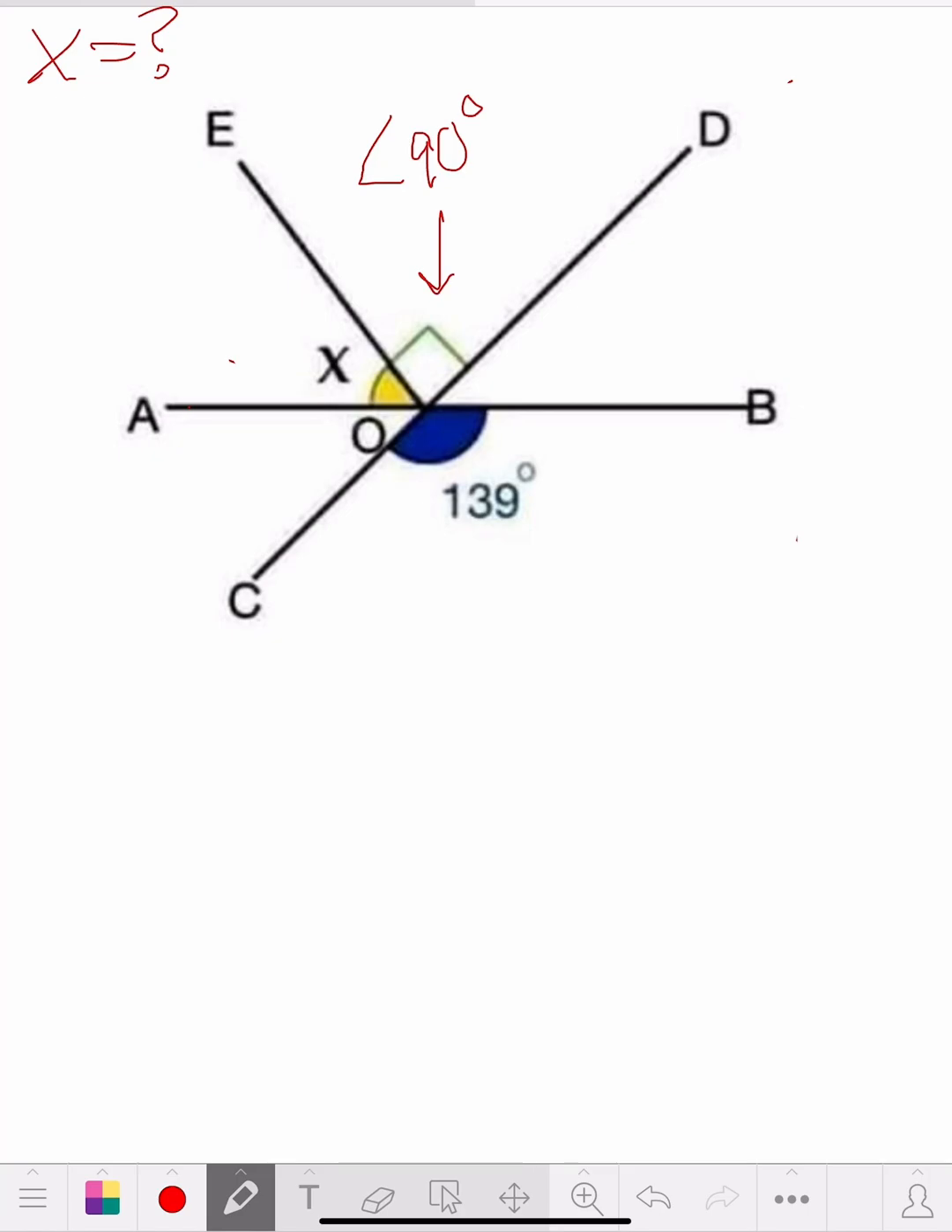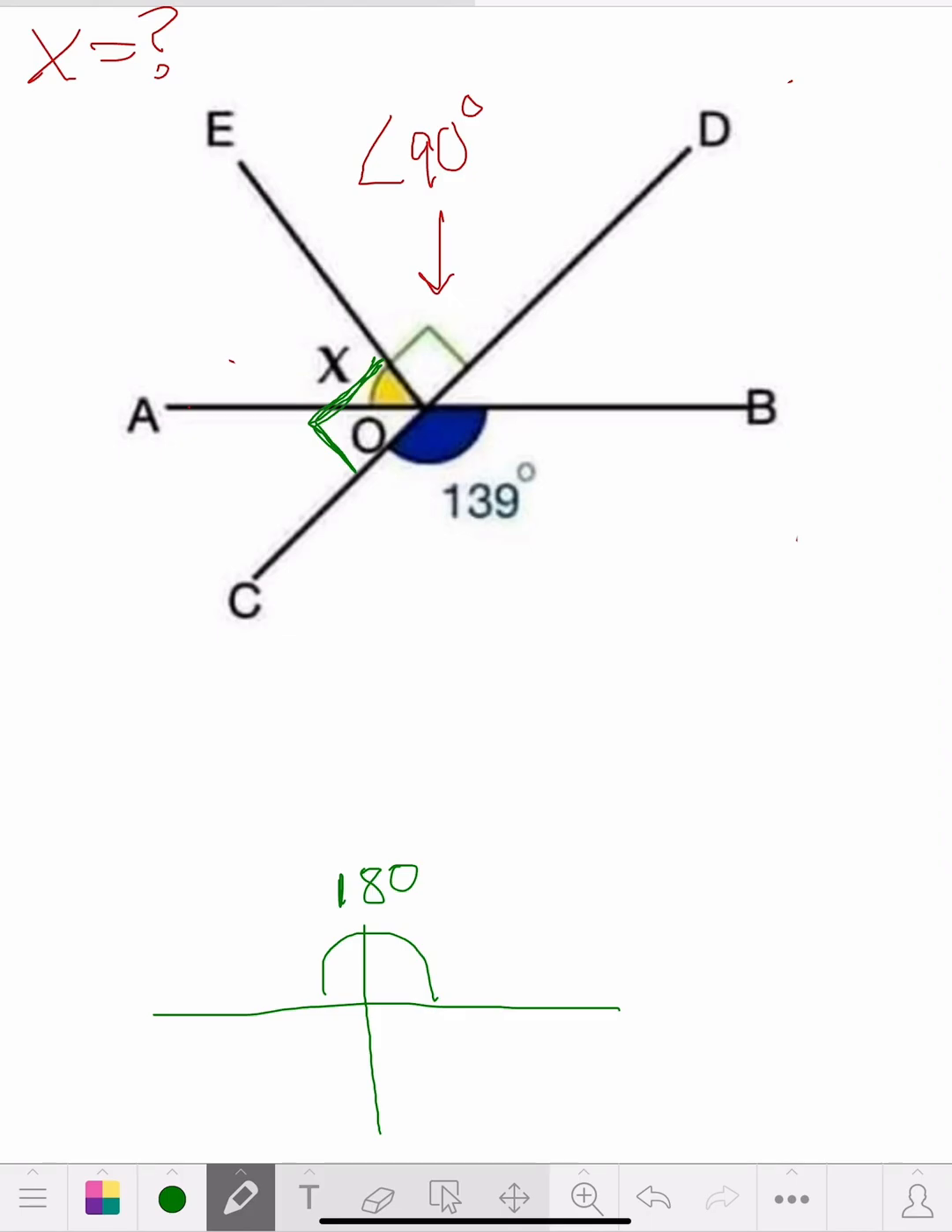That means, let me get this green right here, that this angle here is 90 degrees also. Because we remember we learned a straight line is 180 degrees. So all they did was divide that straight line in half. They gave you 90 on one side, 90 on another. But that's going to help us solve it. So that means O and the blue equals 180.